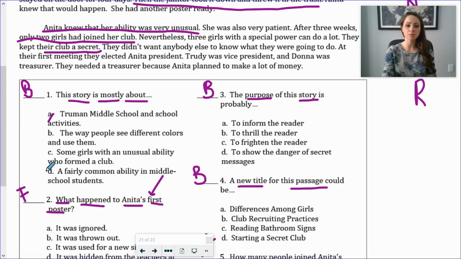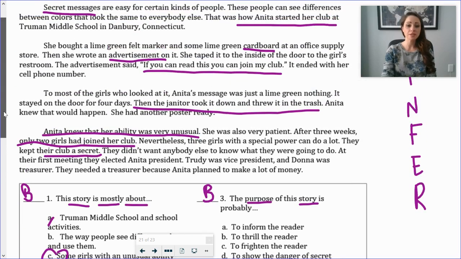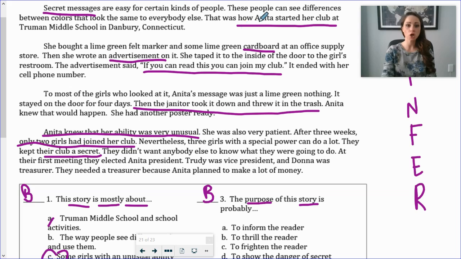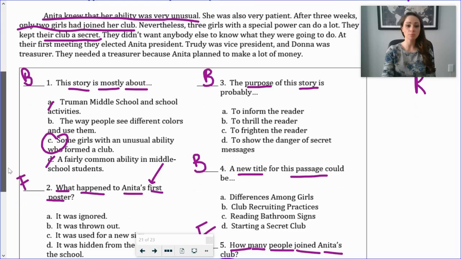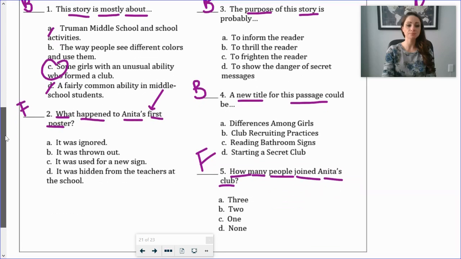D, a fairly common ability in middle school students. Yeah, definitely not. So my answer here is C. This story is mostly about some girls with an unusual ability who formed a club. And we know that because we collected clues up here that talked about secret messages, her club, her ability, joined a club, secret club. It was very repetitive, so it's definitely about girls who formed a secret club.